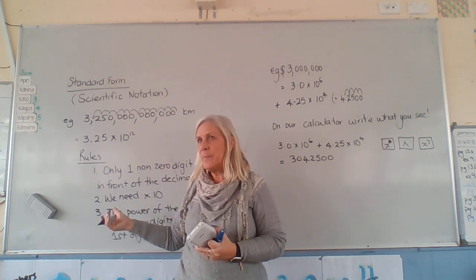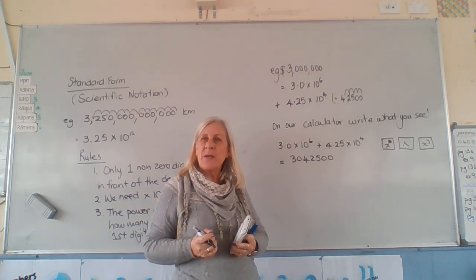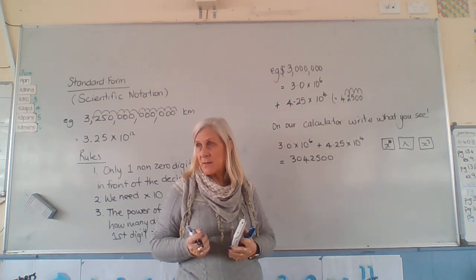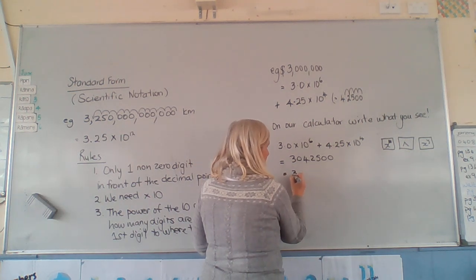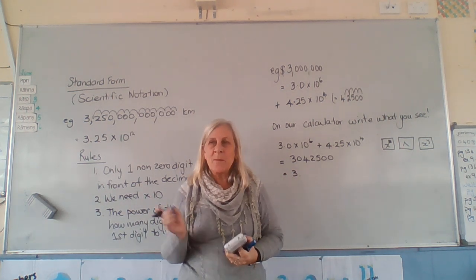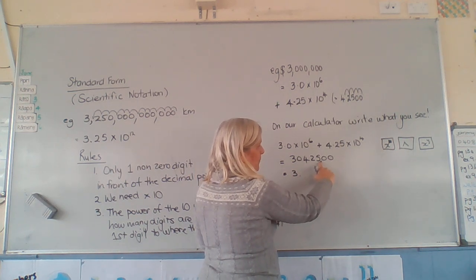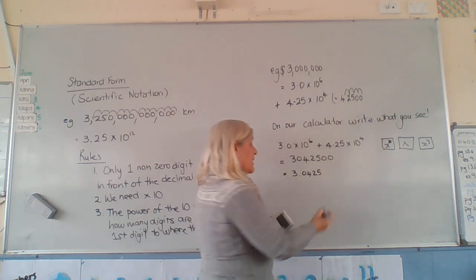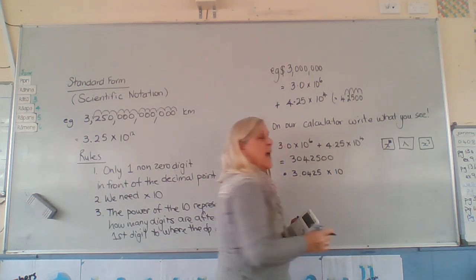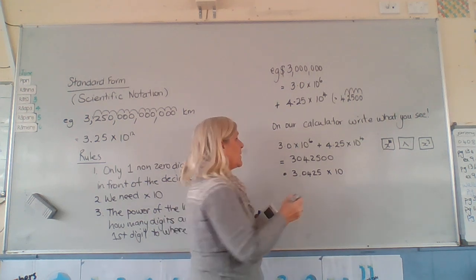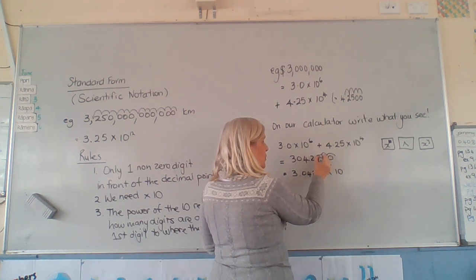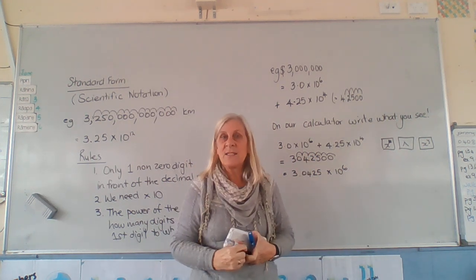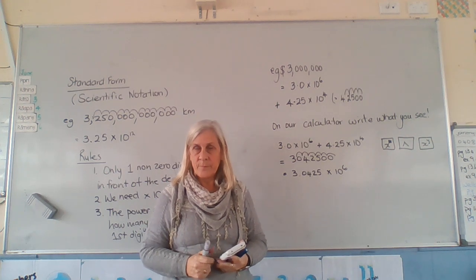So following the rules, one number. What will that number be? What one number will be in front of the decimal point? 3. 3, okay? So 3 point. Now we have to have all the other numbers that we have. So we have to go all the way to there. We don't write zeros. 0, 4, 2, 5. Okay? Now, the next bit is we need a times 10. And we have to work out how far we got to go backwards. So starting here, 1, 2, 3, 4, 5, 6. So that would be our answer in standard form. Okay.